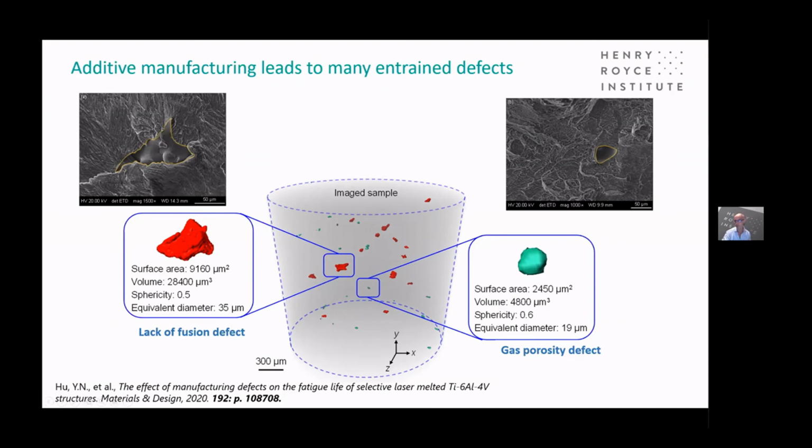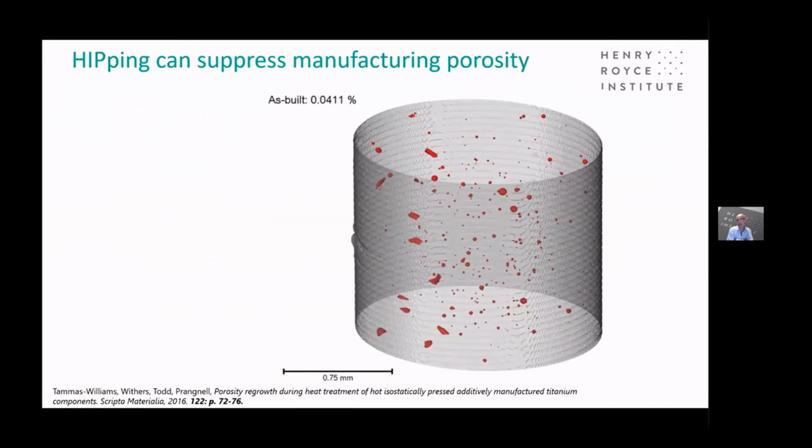So it's very important to understand how to manage and mitigate these large defects. And one way that has been proposed is that subsequent to manufacturing, you use hot isostatic pressing as a way of closing these voids up. And we can use X-ray imaging to actually determine the efficacy of that. So here we can see a sample of additively manufactured material, and we can see the defects rendered in red, but we can see both the fine gas porosity and the larger lack of fusion defects.